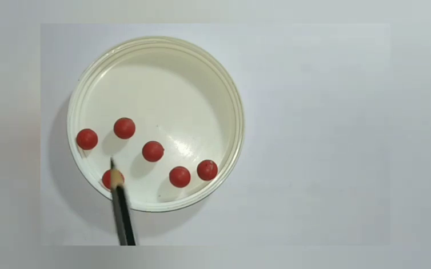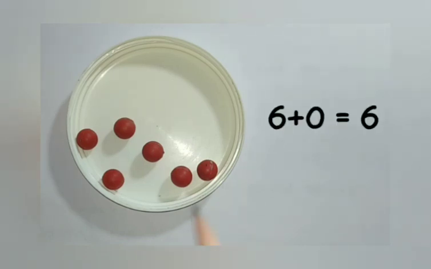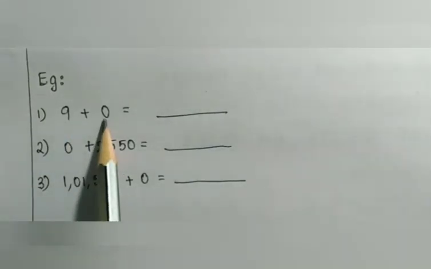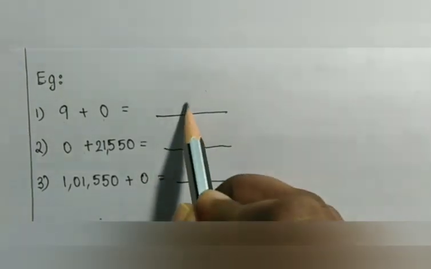How many balls are there? 1, 2, 3, 4, 5, 6. So when you add a number with 0, the same number will come as the result. What is the answer for this sum? 9 plus 0 will give us 9.